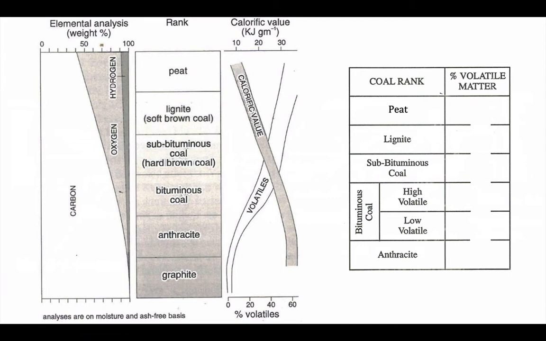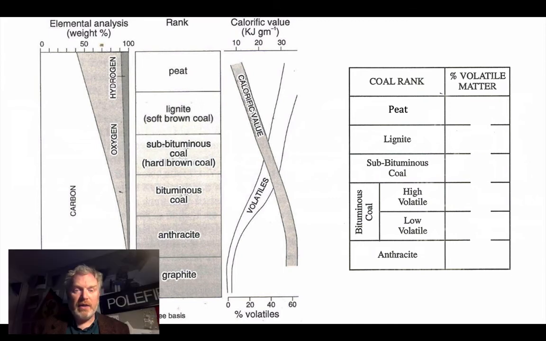I did ask you to then have a look at the different ranks of coal. If we look at the boundaries between each of these ranks and link them back to the elements that would be in it, we can find, for example here, anthracite is going to have a maximum of 10% volatiles. So it'll be 90% or more carbon.